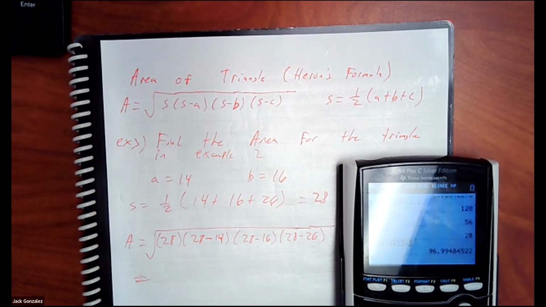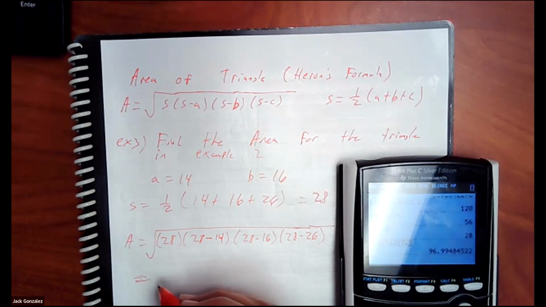So it looks like it's about 28 minus 16, that's 12, right? Yeah. 20 minus 14, that's 14. 28 minus 26, that's 2. It looks good to me.